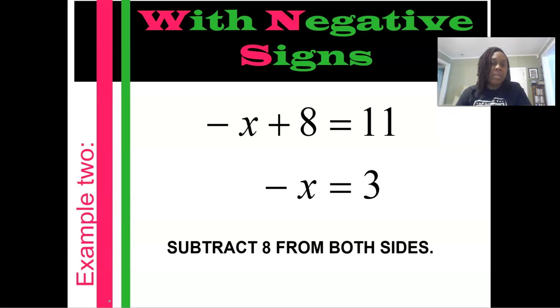Our first step is to subtract the 8. We move anything that is being added or subtracted. So we subtract the 8 from both sides. So that's how we got the 3, and those two cancel out. So negative x equals 3.